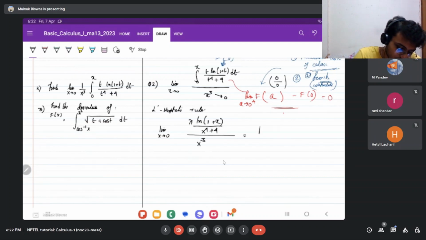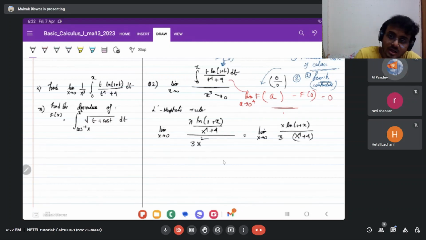Ravi, do you have a doubt? Sir, 3x square, yeah, in the denominator. Yeah. The numerator is okay, right? Yes, sir. Great.